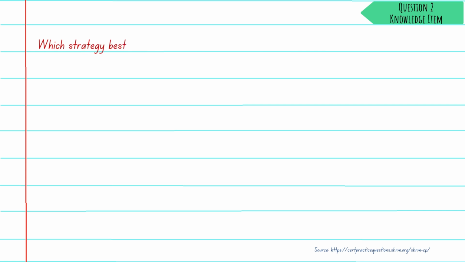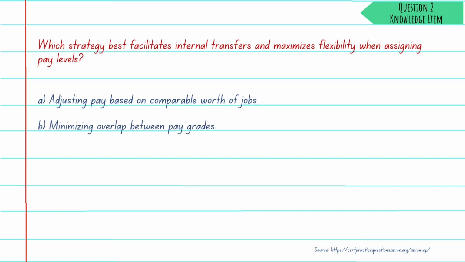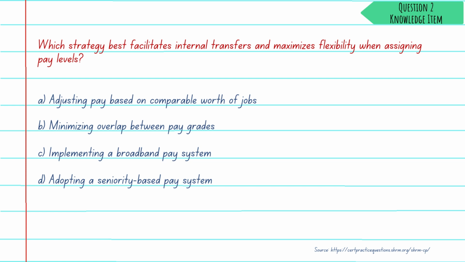Which strategy best facilitates internal transfers and maximizes flexibility when assigning pay levels? A. Adjusting pay based on comparable worth of jobs. B. Minimizing overlap between pay grades. C. Implementing a broadband pay system, or D. Adopting a seniority-based pay system. The correct answer is C. Implementing a broadband pay system.